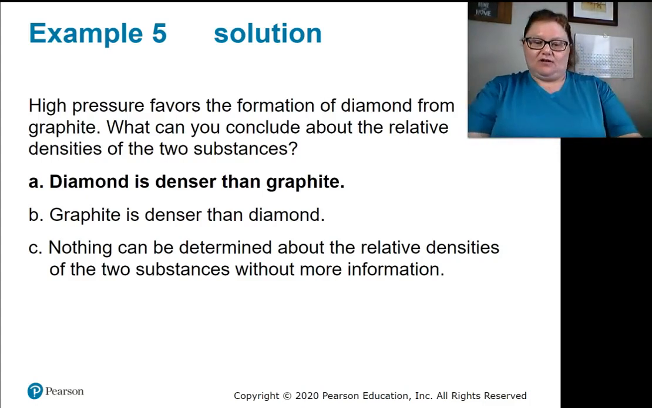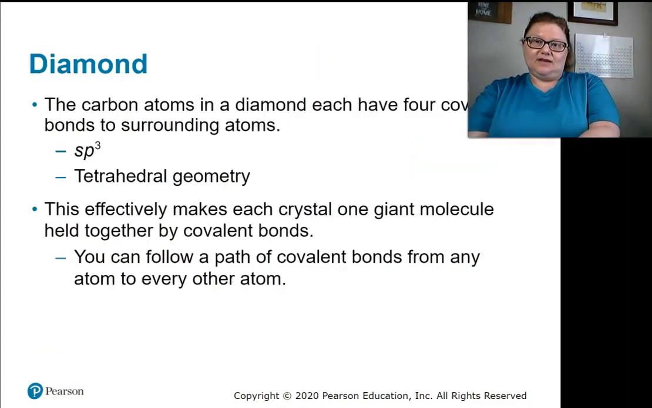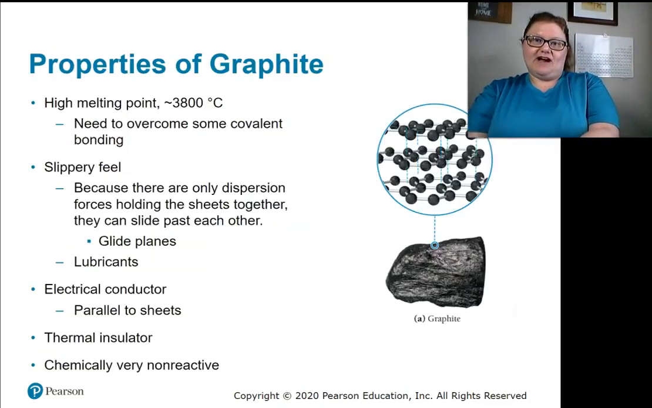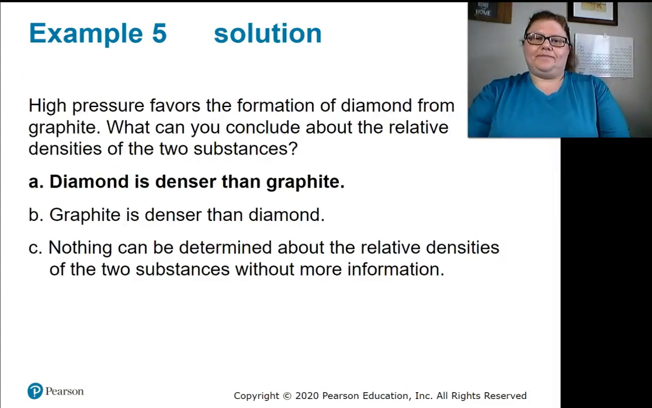We saw those particles closer together. Here's our diamond, okay? And then if I go back, here's our graphite. You can see much greater distance between those sheets of carbon atoms here versus the diamond structure where they're all interconnected with those covalent bonds, okay? So there's our response for number 5.